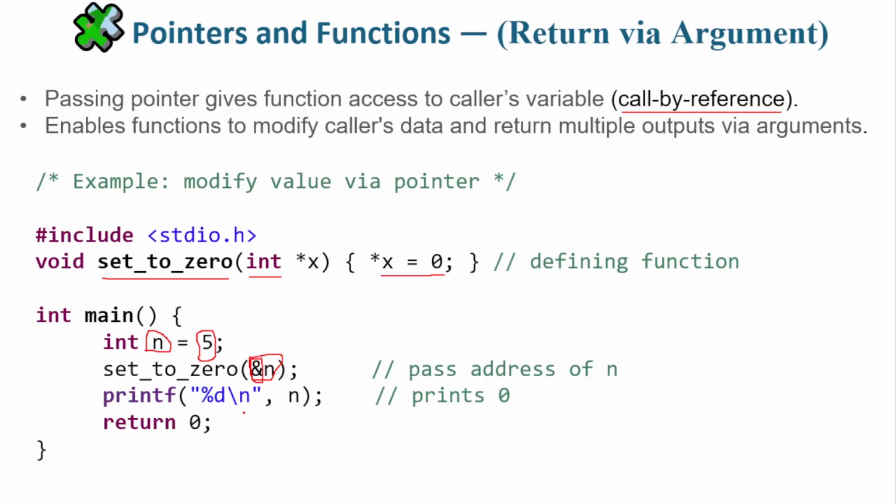After the function call, printing n shows 0, illustrating how pointers can be used to change the original value of a variable from within a function.